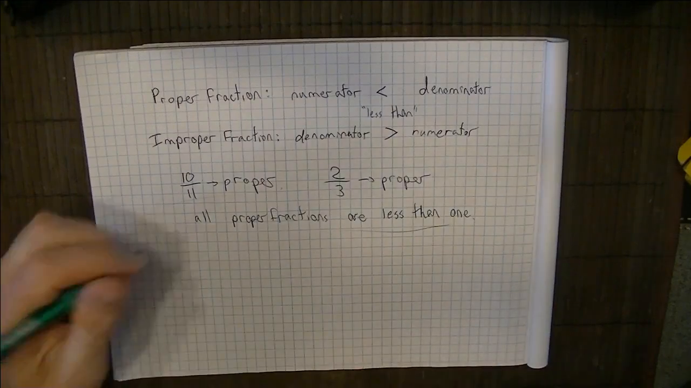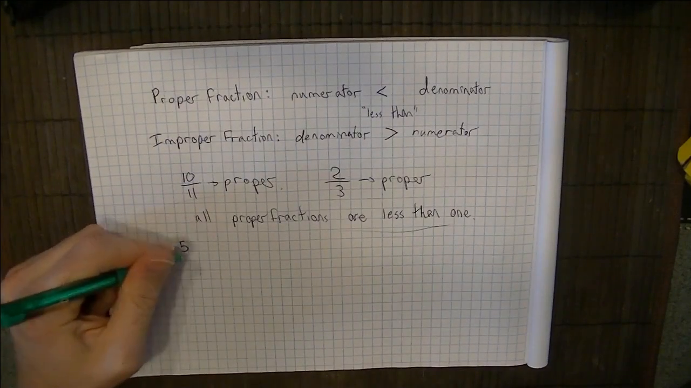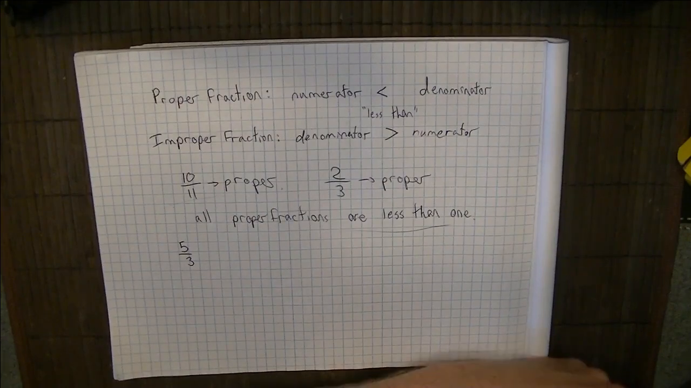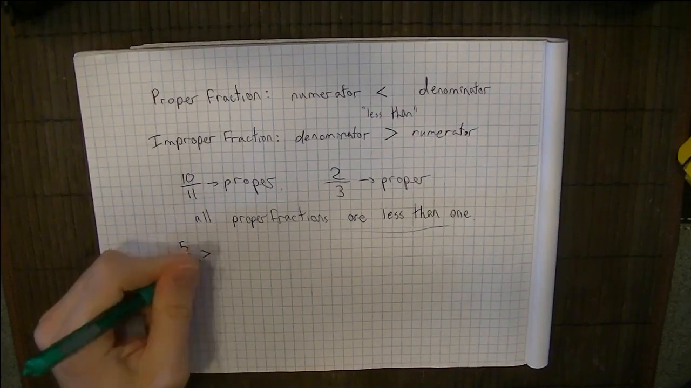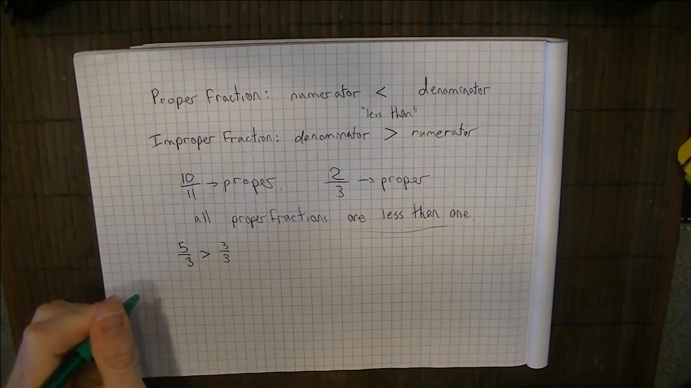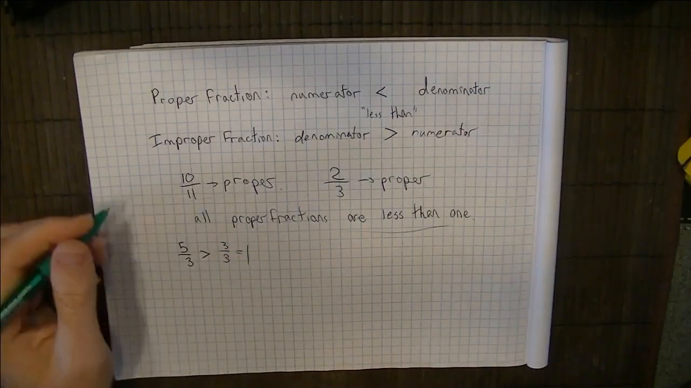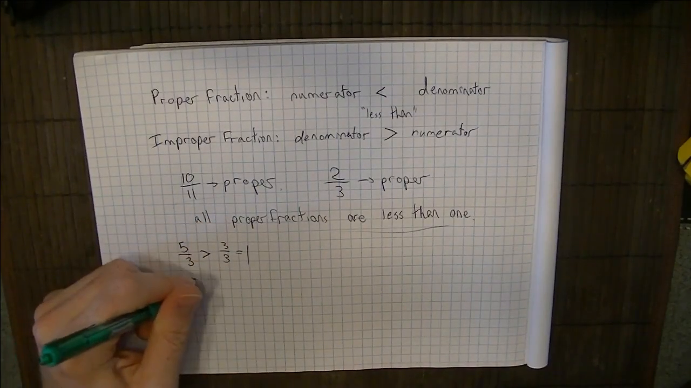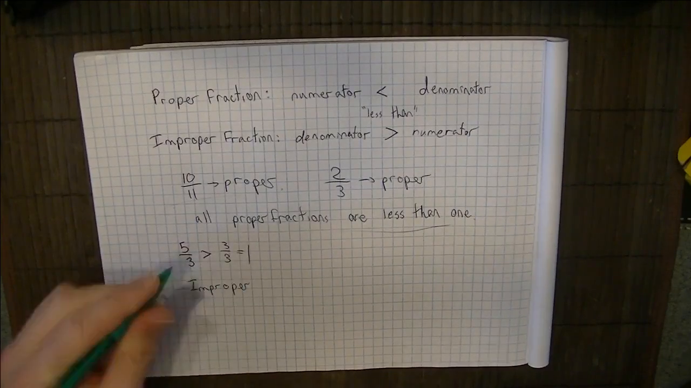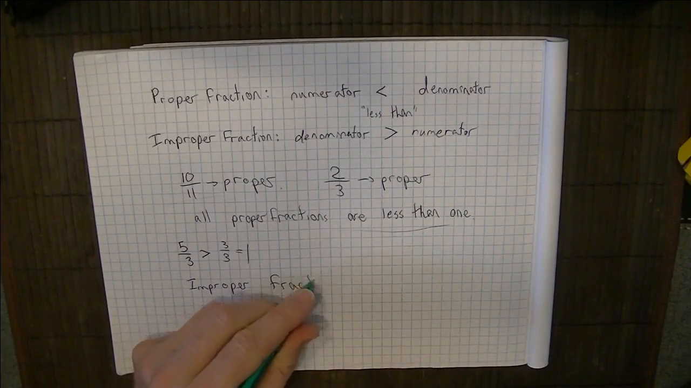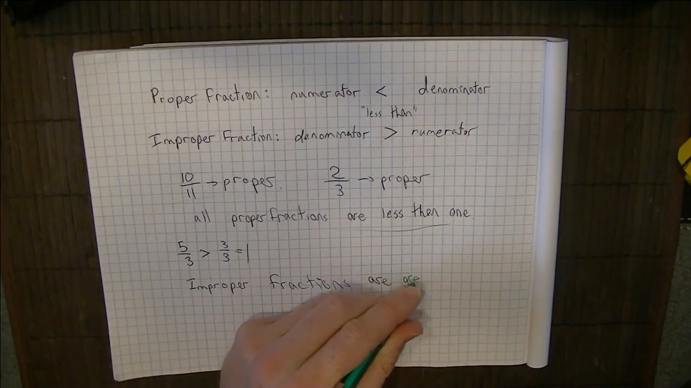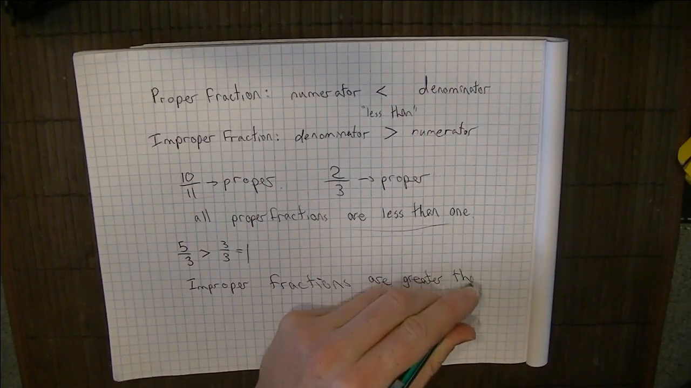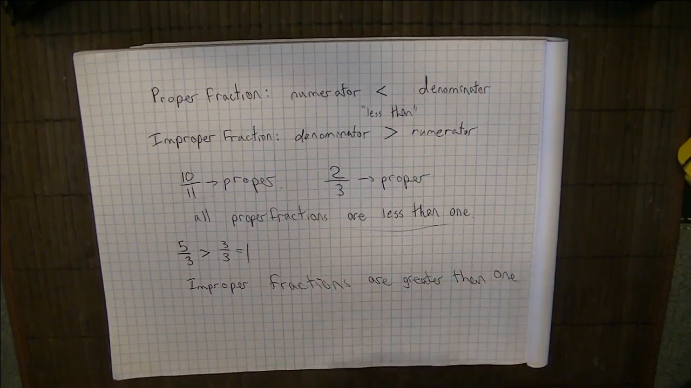On the other hand, improper fractions are greater than 1. So if I had, let's say, 5 thirds, right? 1 written as thirds is 3 thirds, so 5 thirds is greater than 3 thirds, which is equal to 1. So improper fractions are greater than 1. So if you have a fraction that's greater than 1, it's an improper fraction.